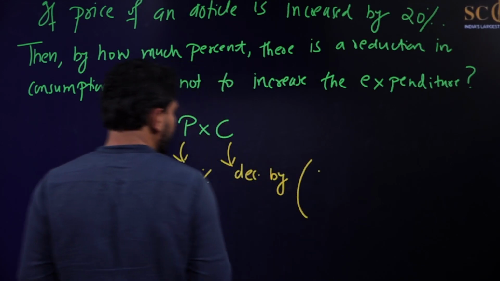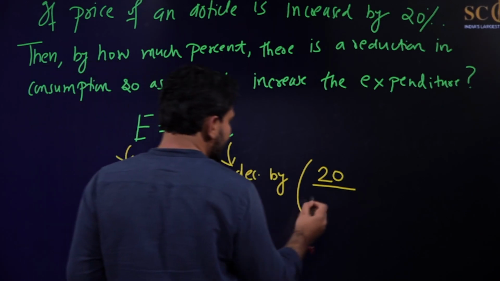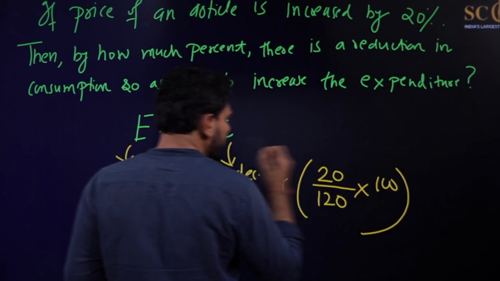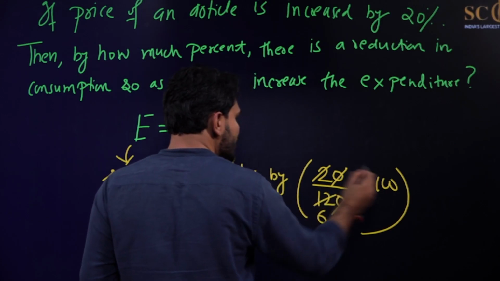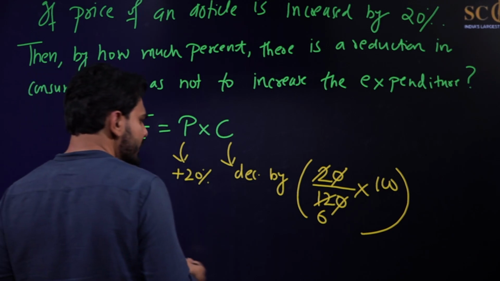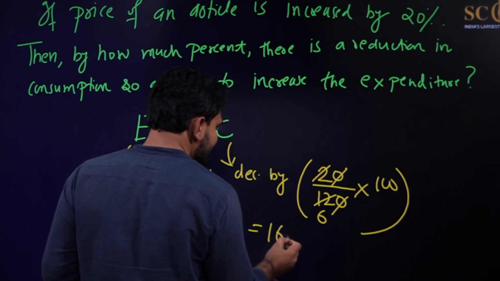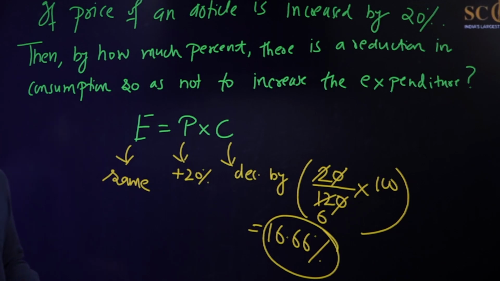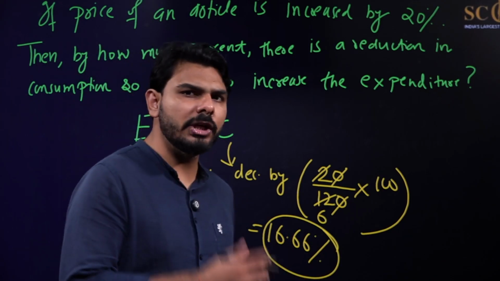Now you already know the formula. It is R upon 100 plus R, and in place of R you can write 20, so it will be 20 upon 120 into 100. If you solve it, this 0 will cancel with this 0, 2 1s are 2, 2 6s are 12. So if you divide 100 by 6, you will get 16.66%. You already know the fractional value of 1 by 6 in percentage form. So consumption will be decreased by 16.66%. This will be your answer. I hope this question is clear to everyone.